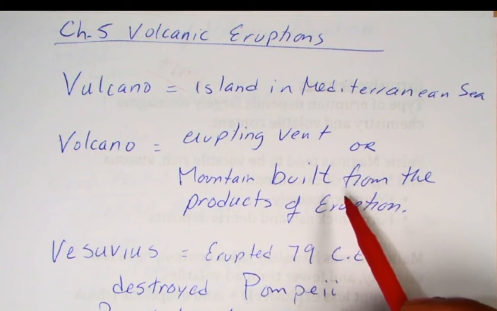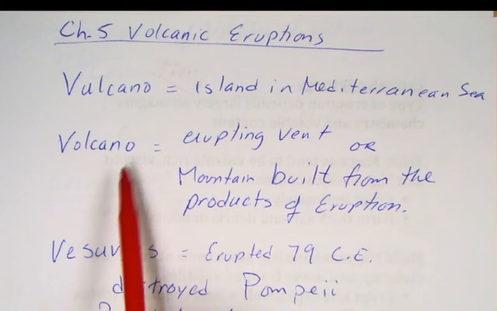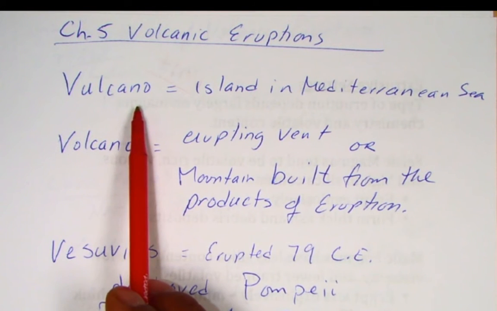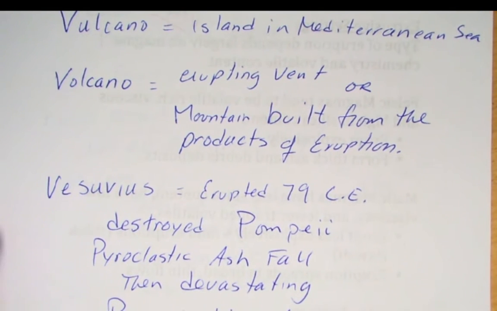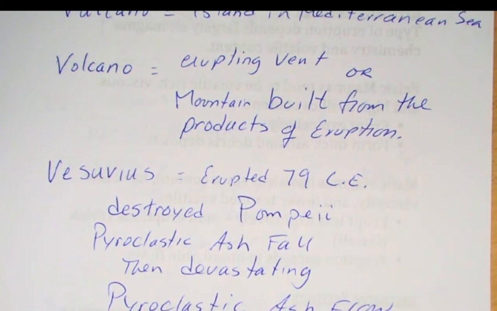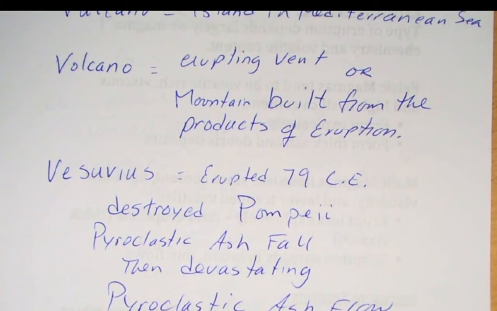There's a term Vulcan for kind of the god of fire. But there's also an island called Volcano in the Mediterranean. So there are different sources of the word, but we want to know that a volcano is really either produced by volcanic material or an erupting vent.